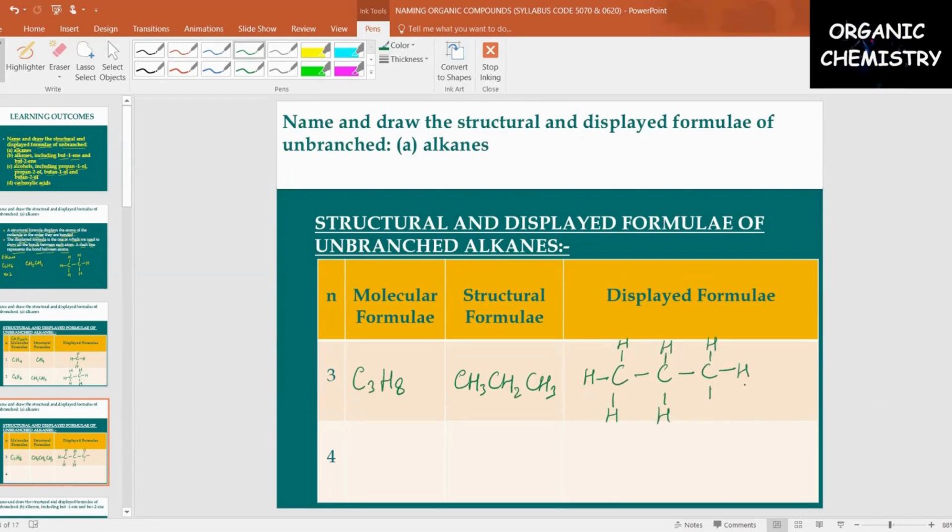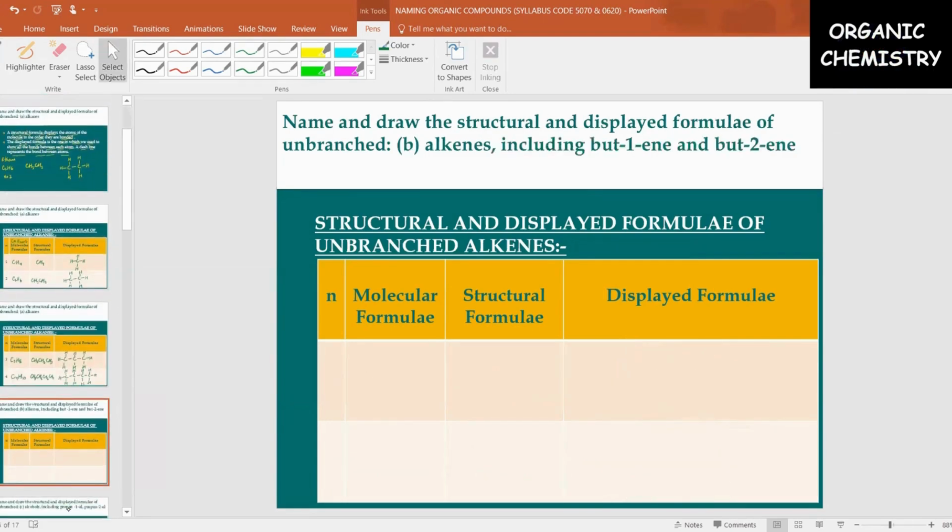In the same way, you will draw the displayed formula for the fourth member, where the value of N is 4. So molecular formula will be C4H, 2 multiplied by 4 gives 8, 8 plus 2, 10. C4H10. Structural formula: CH3, CH2, CH2, CH3. For the displayed formula, I have to draw the bond between 4 carbon atoms. First, 1, 2, 3, 4. Now placing hydrogen atoms. So this will be the final displayed formula of butane.